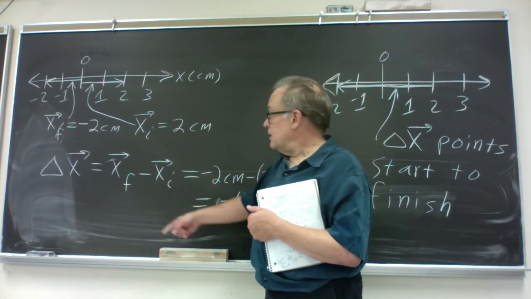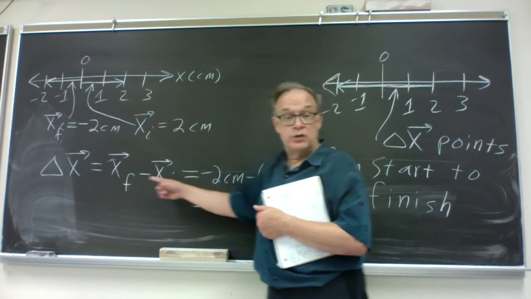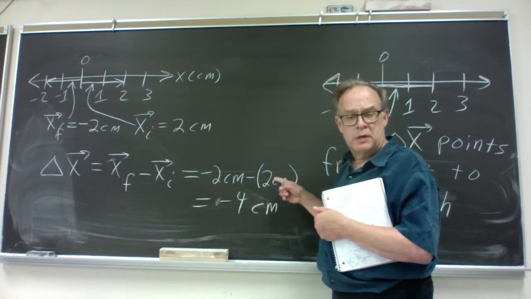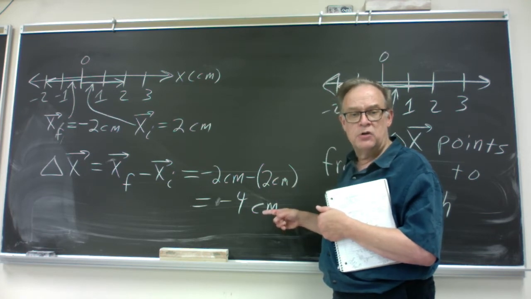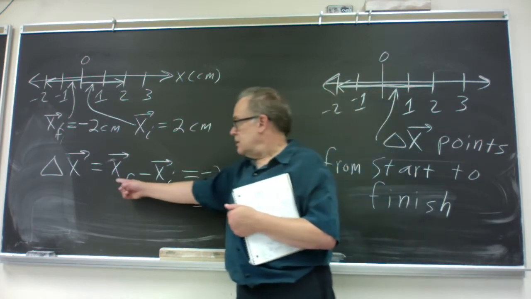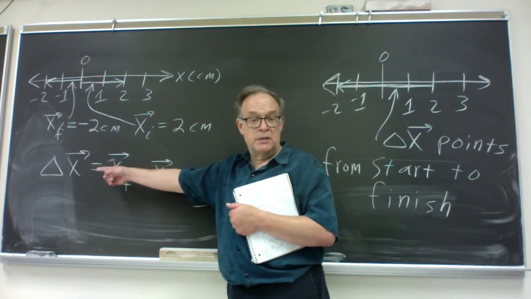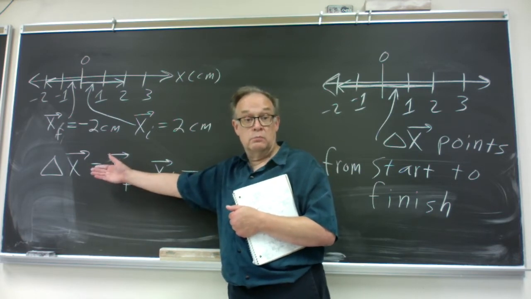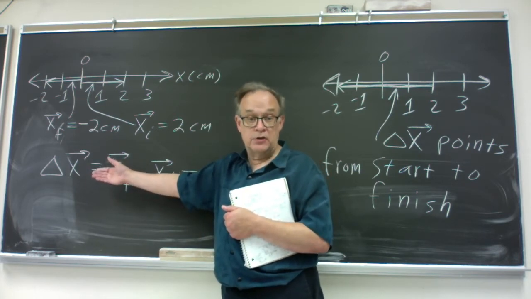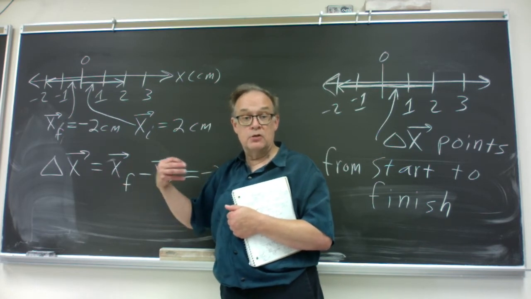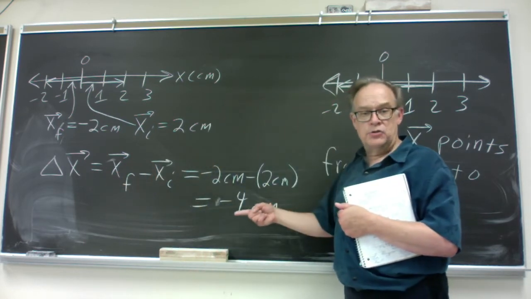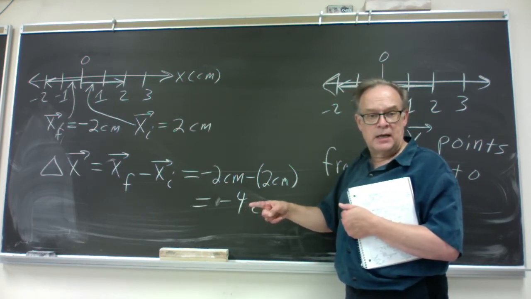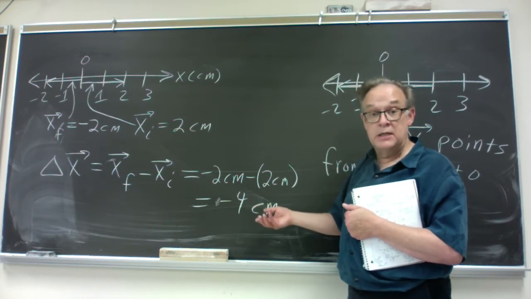So in this case, the final location is -2 centimeters minus the initial location, which was +2 centimeters, so that comes out to -4 centimeters. Delta x, the displacement, is built out of these two location vectors, so displacement itself is a vector. It's got a magnitude and a direction. Magnitude, size, absolute value is 4, and the sign, negative, tells you it points in the negative direction.